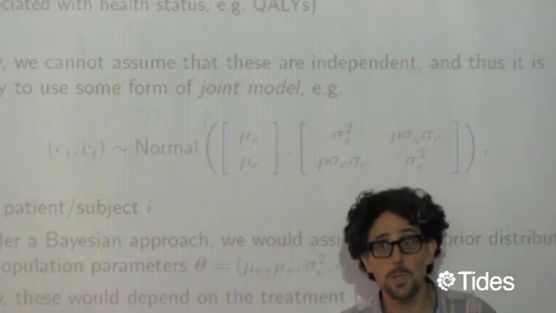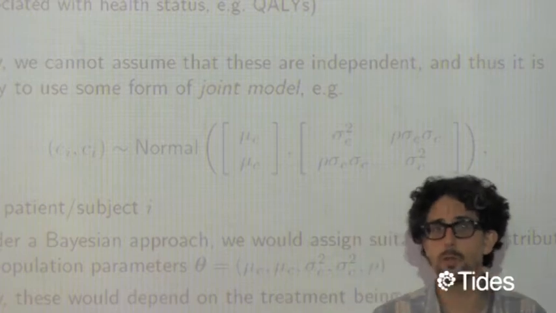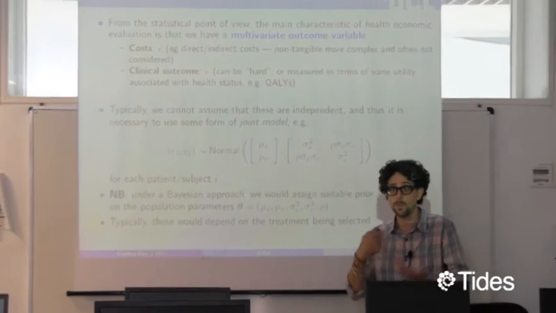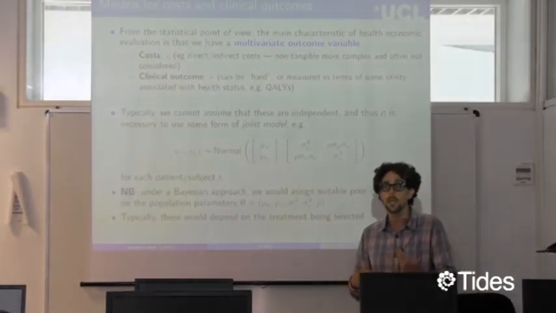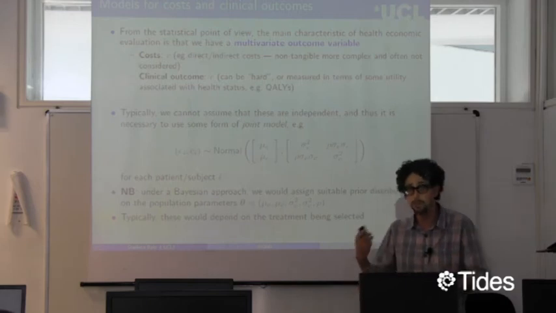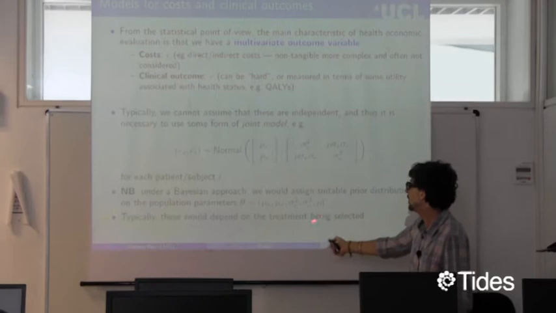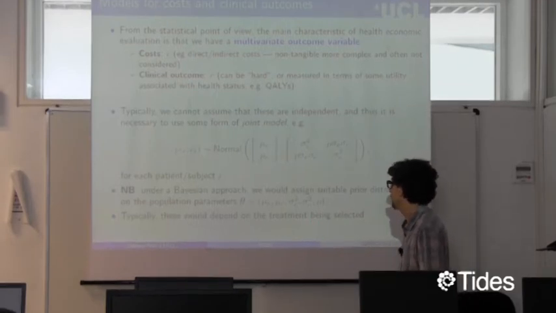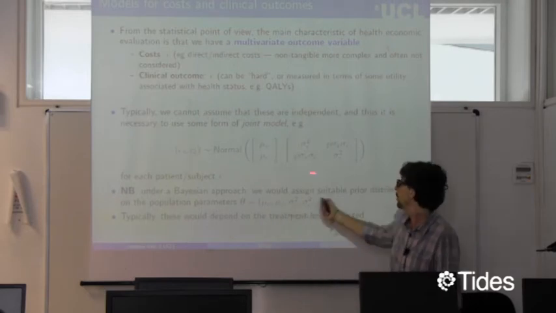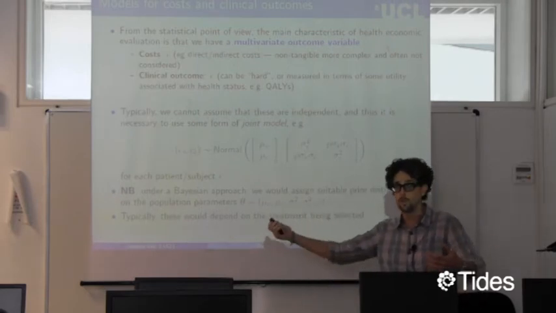Sometimes people abuse the Bayesian approach and use non-informative prior distributions, which are tricky and need to be defined carefully. Sometimes people are fully Bayesian and they include some subjective knowledge or maybe knowledge coming from other studies or previous information. But in any case, we would have a probability distribution on these parameters. And typically, these would depend on the treatment being selected. So effectively, you would replicate this structure for treatment 1, treatment 2, treatment 3, and so on.